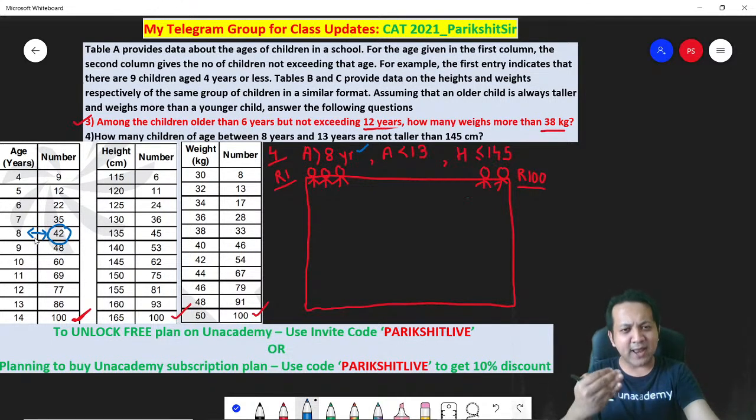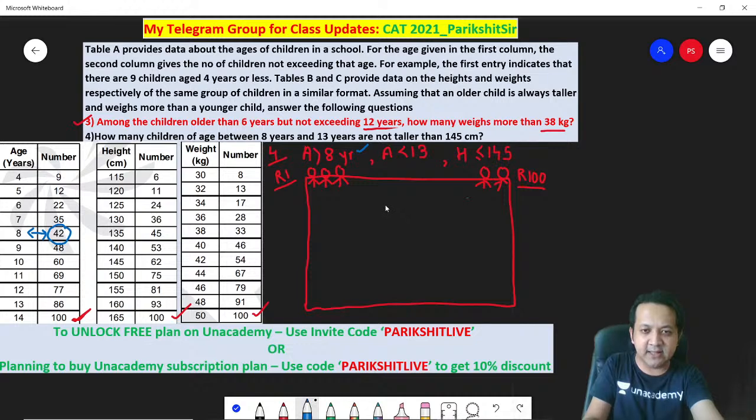The question is asking just the reverse: greater than 8. So can I say it must be the remaining? Remaining means leave aside the 42 children. 1 to 42 leave aside. The remaining means roll number 43 till the very end, which is up till 100. Perfect.